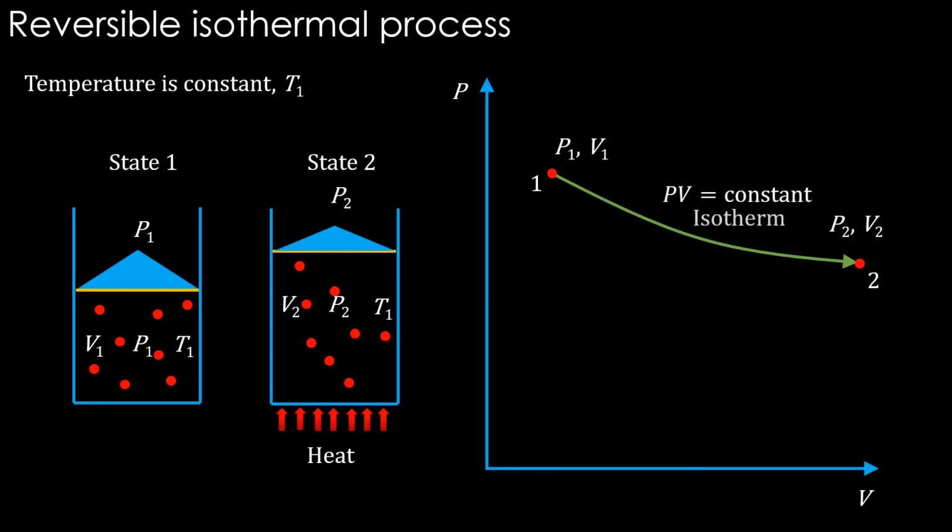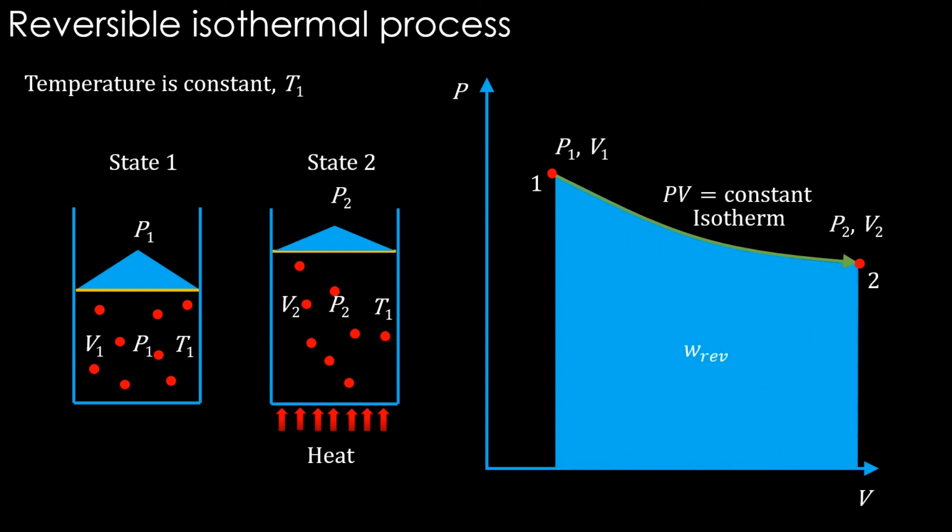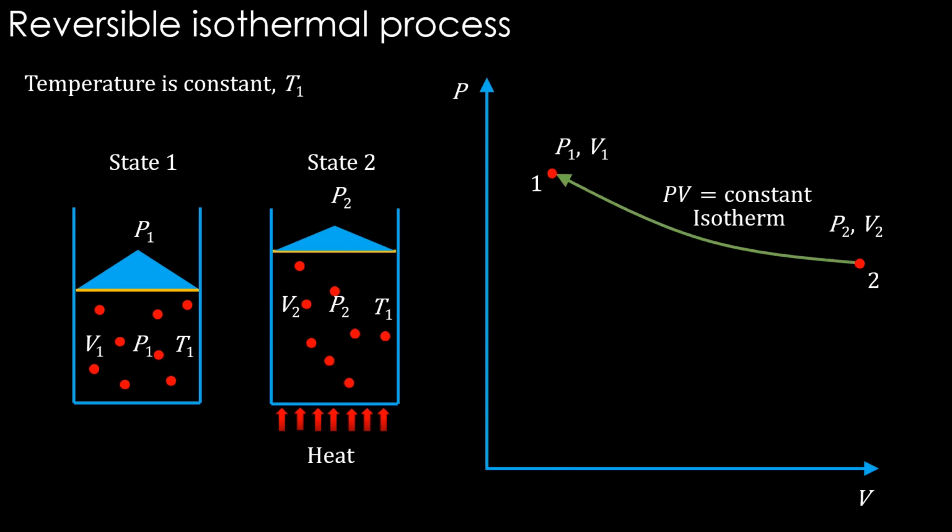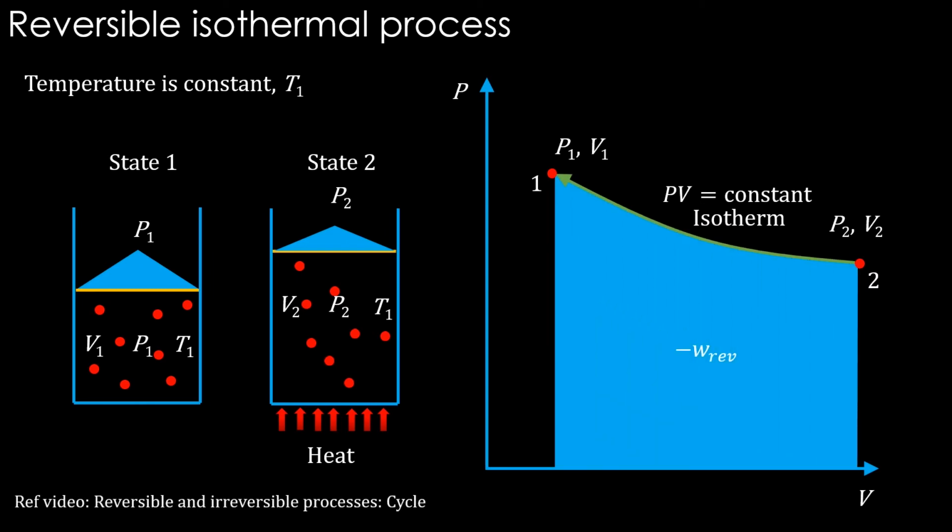This path is called an isotherm, the constant temperature path. The work done is the area under the curve. As we have seen in the previous video, while reversing the process, the work done is equal but negative.